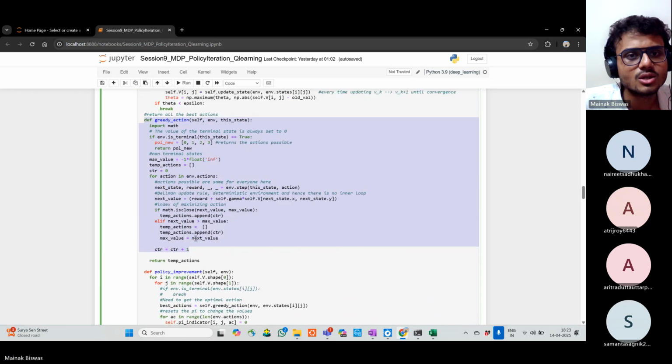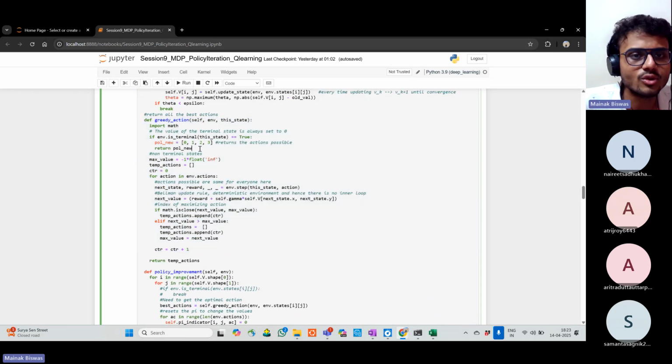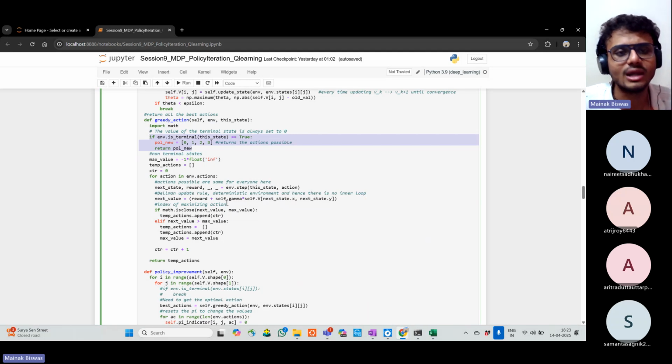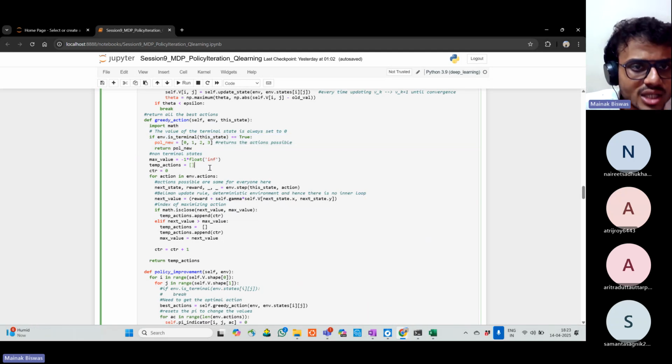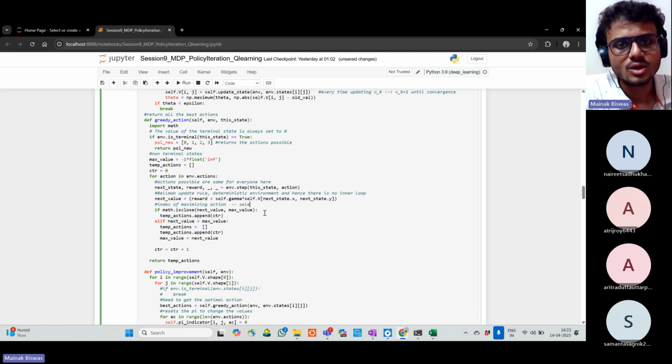What does this mean? Let's see, if the current state is terminal, you return; all the actions are equivalent, it doesn't matter. Else, you select which actions are good. You take the action in the environment, and if the next value is close to the maximum value you are getting from the current state, you keep adding that action. If the next value is greater, you clear the list and append the current action. So what you're actually trying to do is select all the actions that maximize the reward.